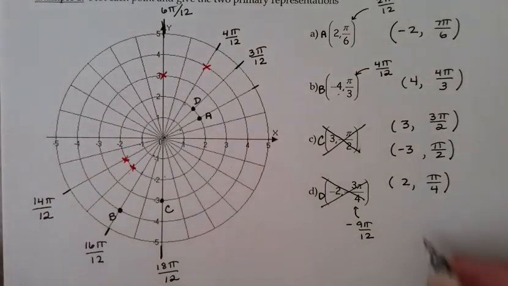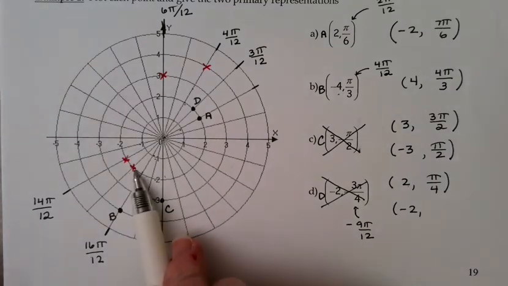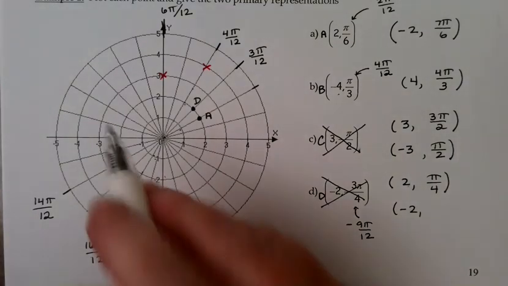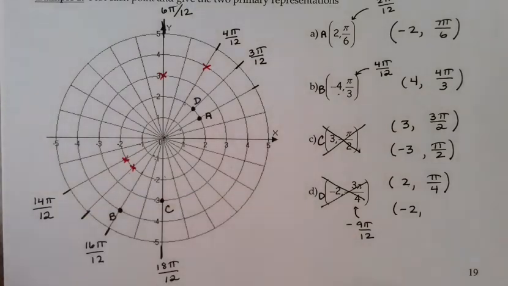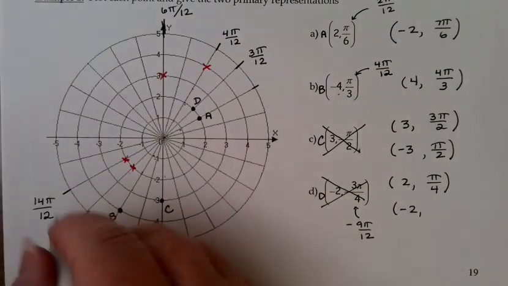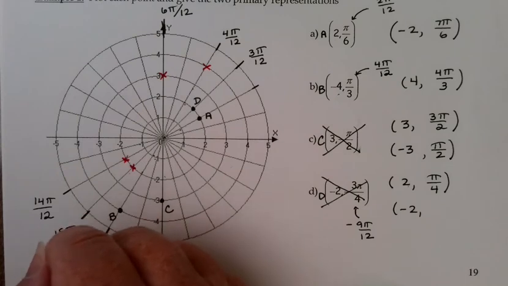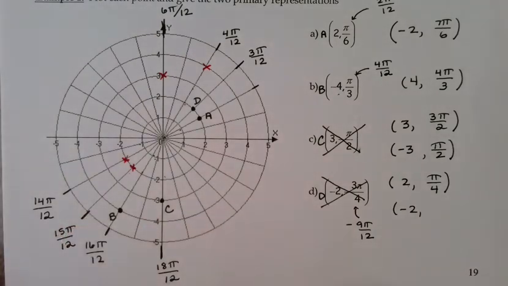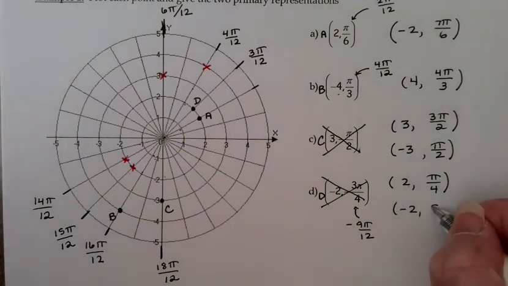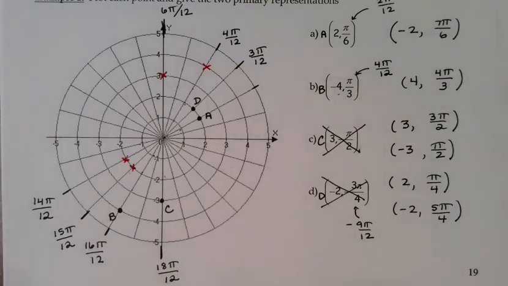The other primary representation would have an r of negative 2. We've already got it marked here, but I have to use a positive angle. So I need that angle right there. That would have to be 15 pi over 12, or if I reduce that one to lowest terms, 5 pi over 4. So again, the geometry just takes a little getting used to, but there's some additional practice on locating and finding primary forms for these polar coordinates.